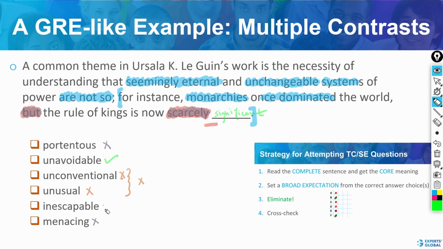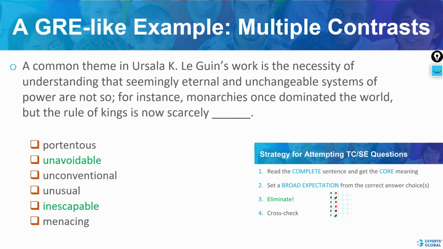Unavoidable and inescapable are quite logical. They complete the sentence and lead to sentences with equivalent meaning. Although these are a bit far from our broad expectation from the correct answer choice, they very well fit the bill. B and E are the correct answer choices. If you got this one right, very good job.